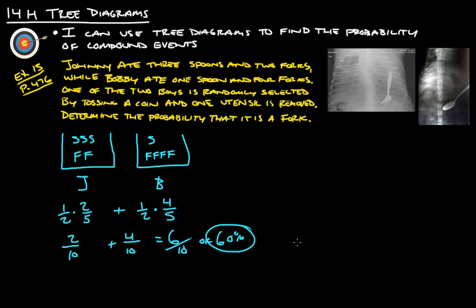Okay. That's really all there is for this. If you have any questions, please ask. But now you should be able to say that you can use tree diagrams to find the probability of compound events. All right. Thanks.